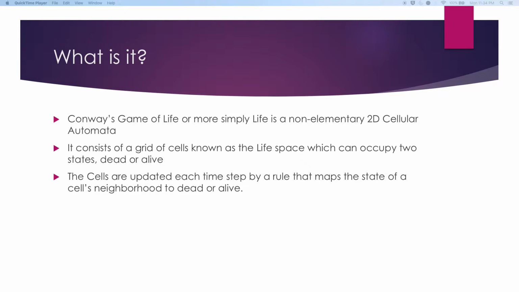Well, what is it? Conway's Game of Life, or more simply, life, is a non-elementary, two-dimensional cellular automata. It consists of a grid of cells known as the life field, which occupy one of two states, dead or alive. Each cell on the life field adheres to a rule which determines whether the cell will be dead or alive in the next time step.